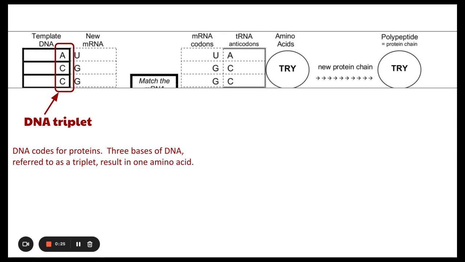DNA codes for proteins, and the way that this is going to function across the page is that 3 bases of DNA, referred to as a triplet, result in the coding for 1 amino acid. And so across the page, the end result is 1 amino acid that's going to be added to the polypeptide chain. Amino acids are the monomers or building blocks of the polypeptides that make up proteins.